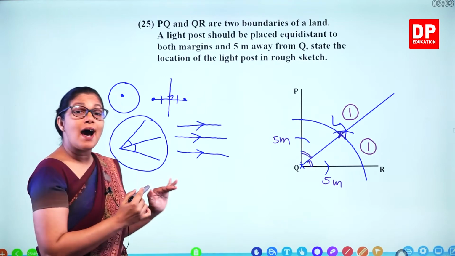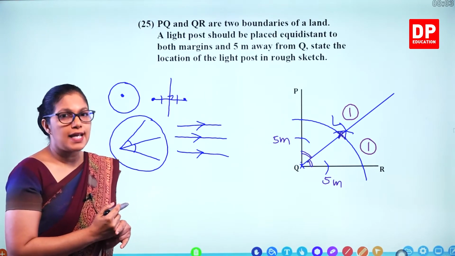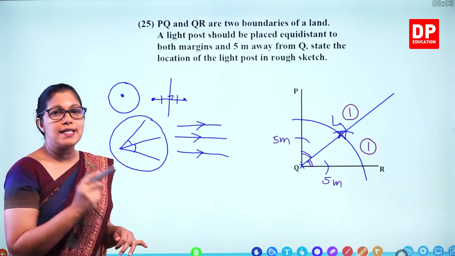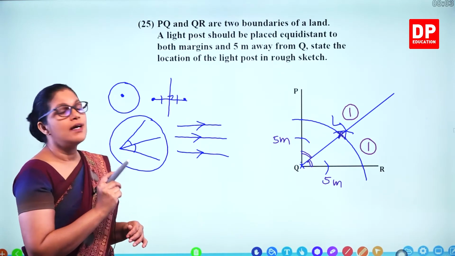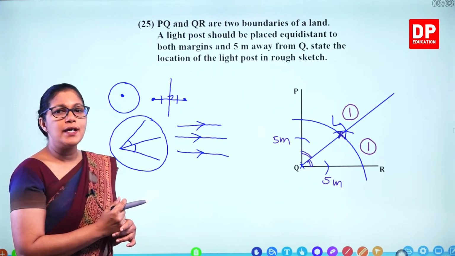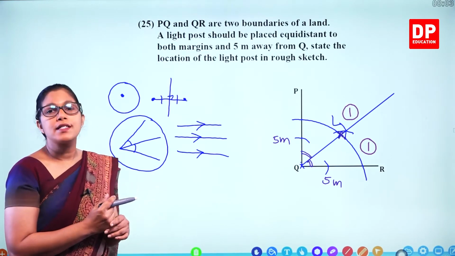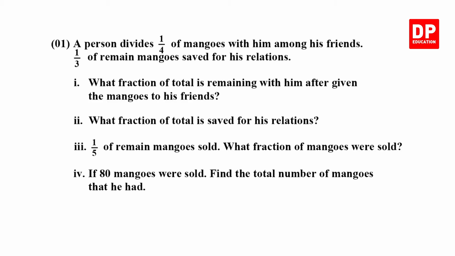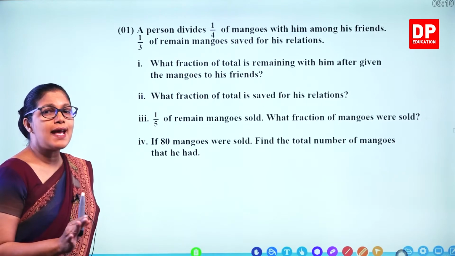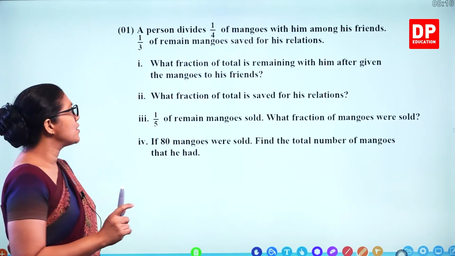So this is the last question in part A. So we did 25 short questions, each question worth 2 marks. So next we'll do paper 1 part B. Now let's do part B. Part B, you get 5 questions and you have to answer all 5 questions.